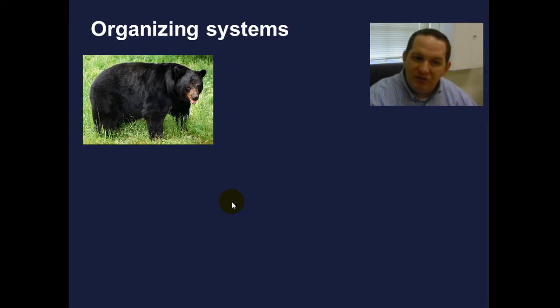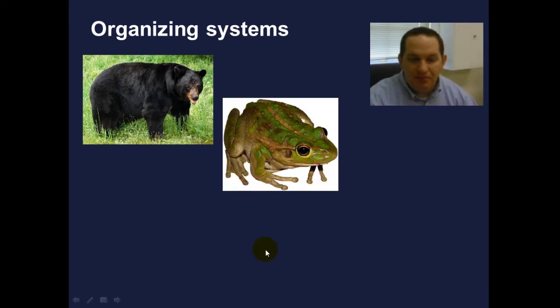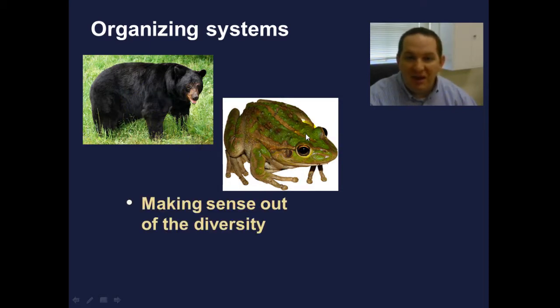Now, take a look at these 2 animals. We have the American black bear and a frog. Most people would understand that these are both animals, but how do we organize them? Do they have some similarities? How is this one different from here? What other animals are closely related to the bear and to the frog? So what we had to do is make some sense out of all of the diversity that we see in our animal kingdom, as well as all organisms on the planet.